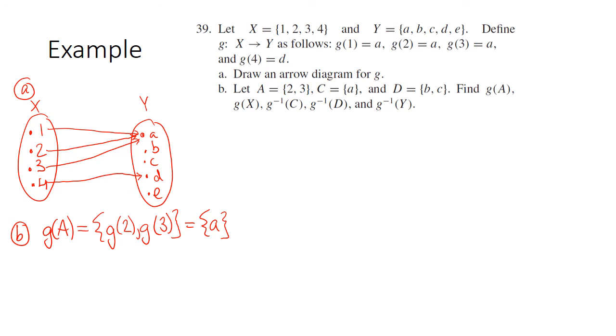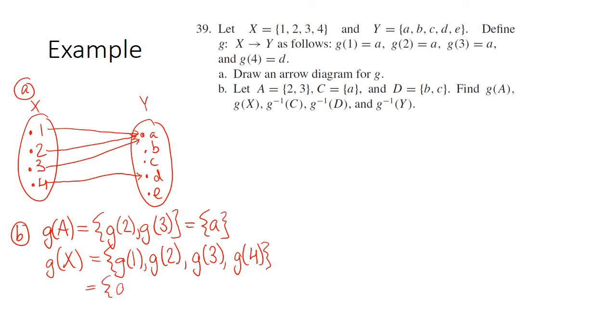And then the second one, g of X. So we're just plugging in everything that is in X, and then we're collecting all the results into a set. So this is g of 1, g of 2, g of 3, and g of 4. And then that's going to equal, so 3 of them give you a, and regardless of whether you write that once or whether you write it 3 times, it's the same thing. So this is just the set containing a and d. Okay, and then we have to do some inverse images. This is a little trickier.